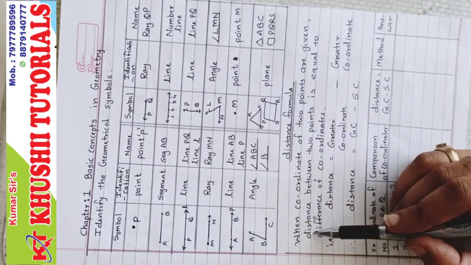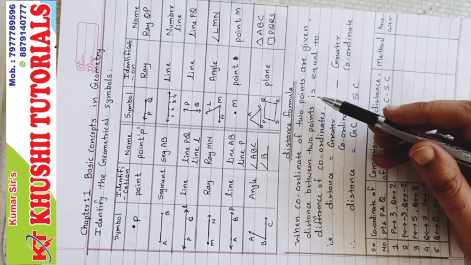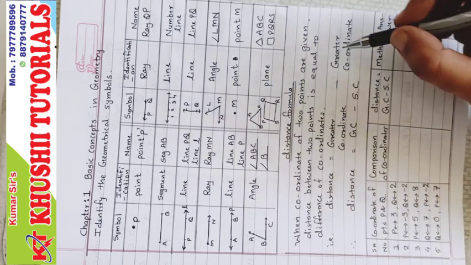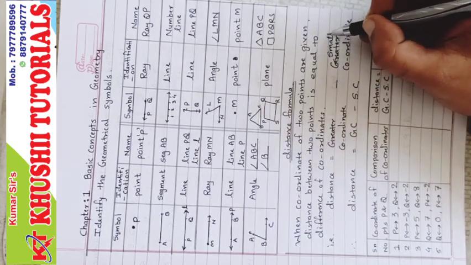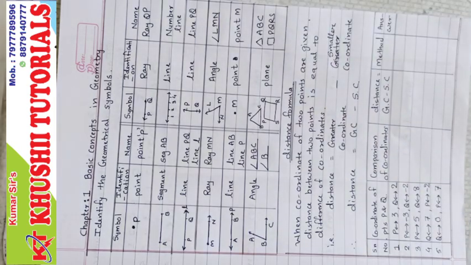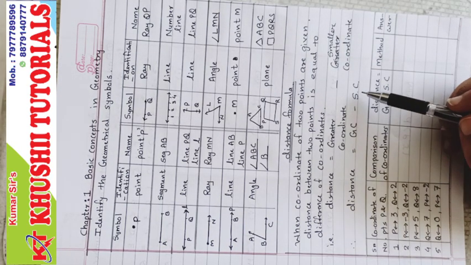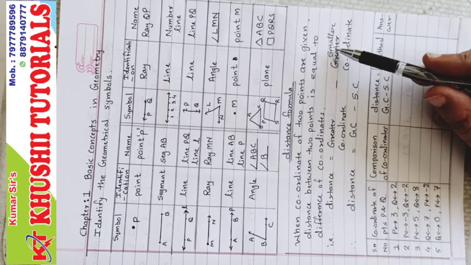Distance formula. When the coordinates of two points are given, the distance between the two points is equal to the difference of the coordinates. Distance equals greater coordinate minus smaller coordinate. Distance equals GC minus SC. Here GC stands for greater coordinate, SC stands for smaller coordinate.